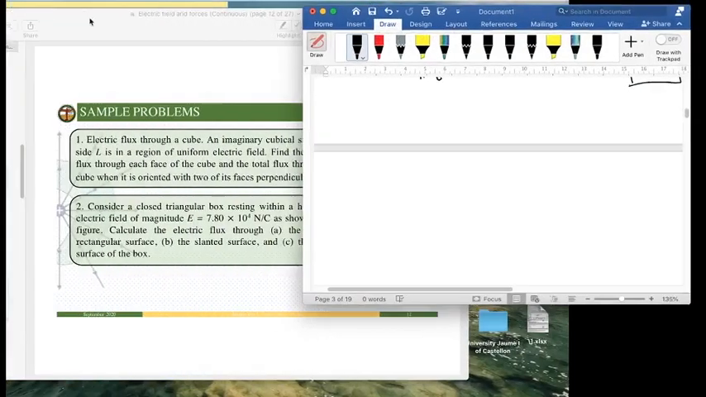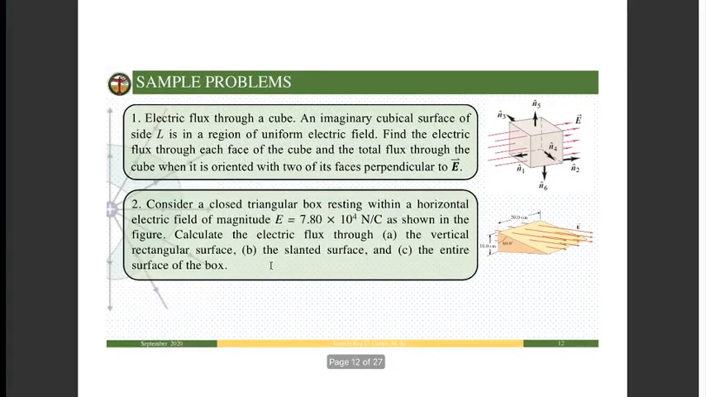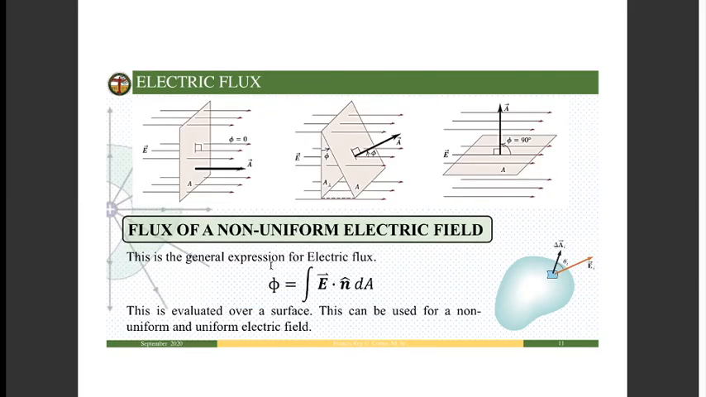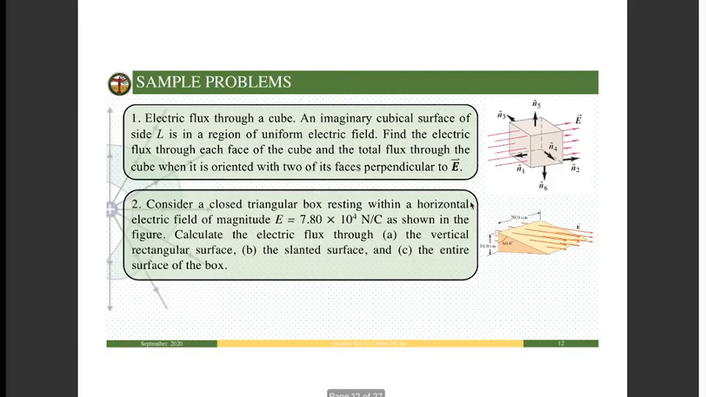Okay, so our next problem is a closed triangular box resting within a horizontal electric field. Remember that the electric flux we calculate is always over a closed surface. This figure is not closed by itself, because it is just a part of a closed surface, so that you can see the direction for that specific area and the electric flux. So we have a closed cube and we have a closed triangular box.